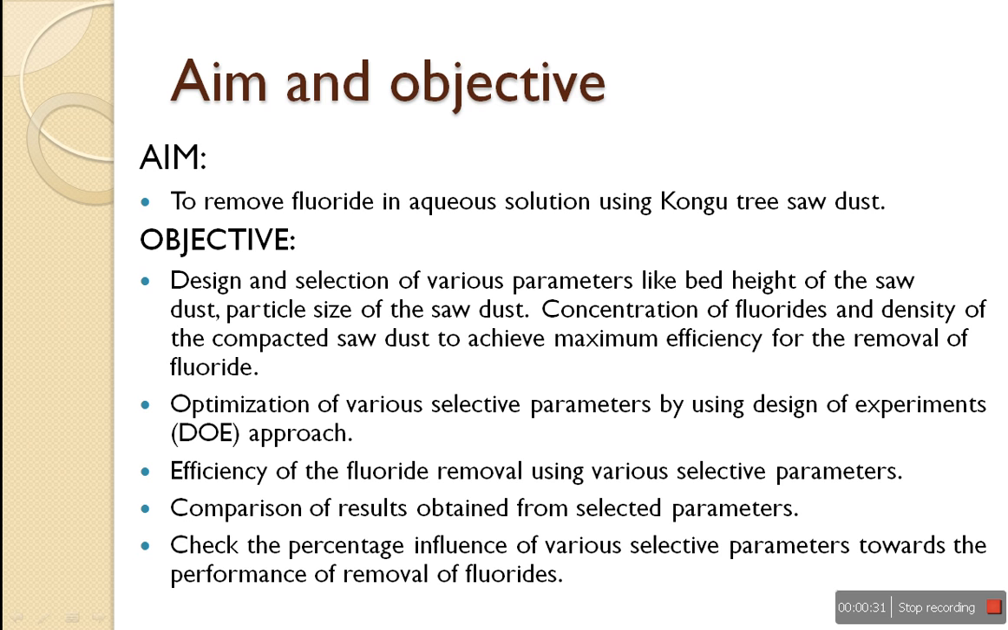The aim of this project is to remove fluoride in aqueous solution using KONGU tree sawdust. The main objective of this project is to design and select various parameters like bed height of the sawdust, particle size of the sawdust, concentration of the fluoride, and density of the compacted sawdust to achieve maximum efficiency for removal of fluoride.